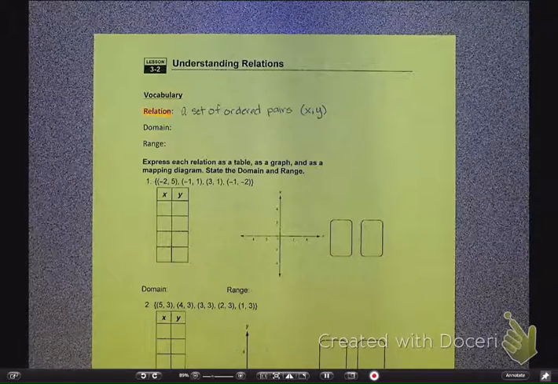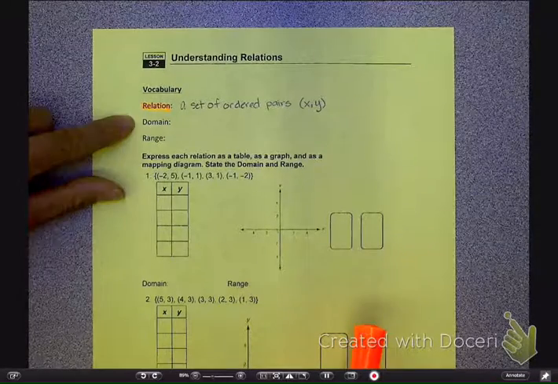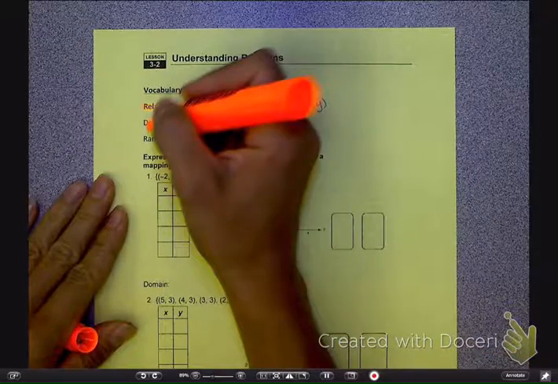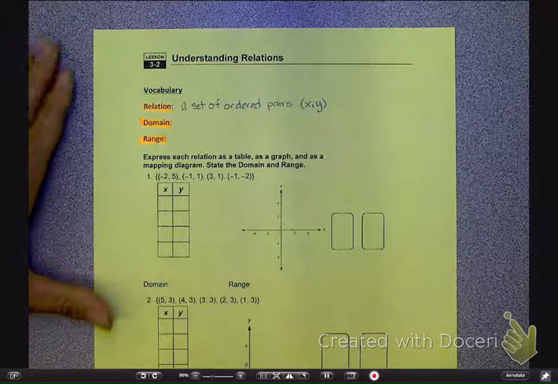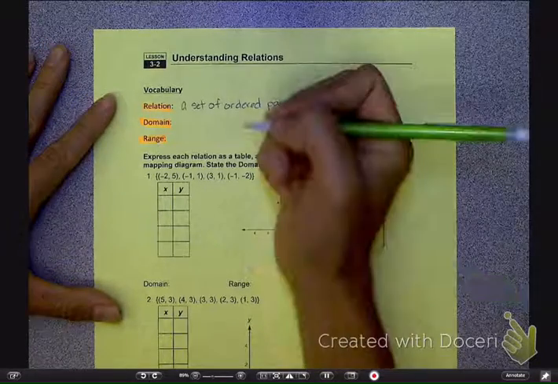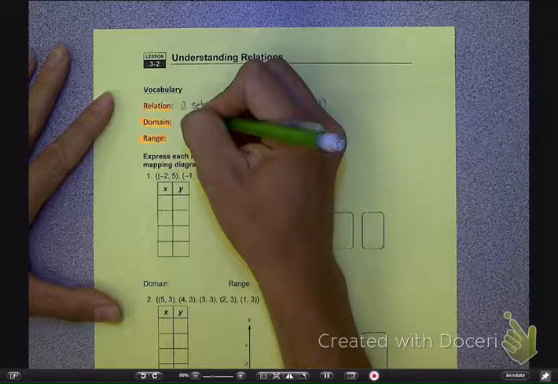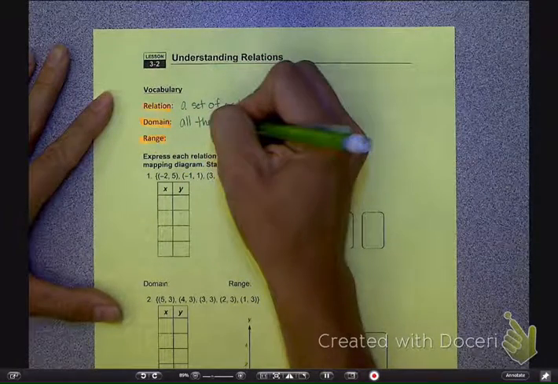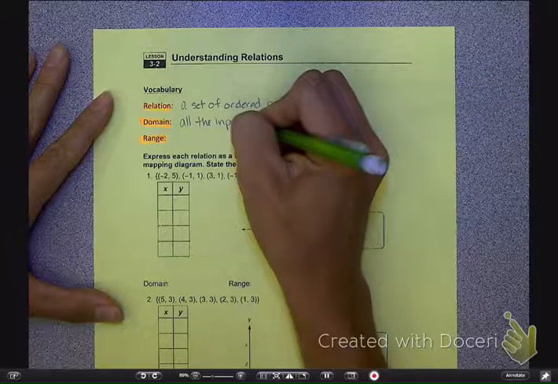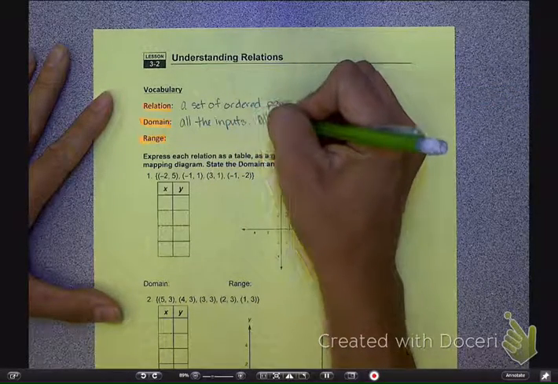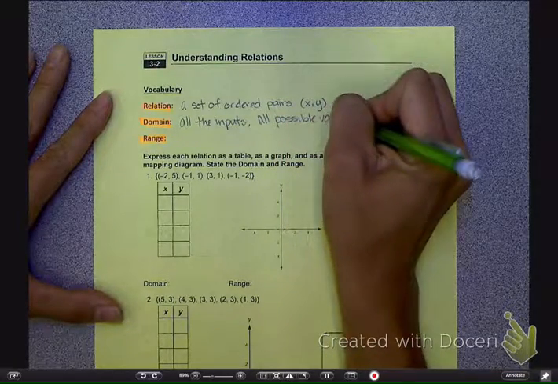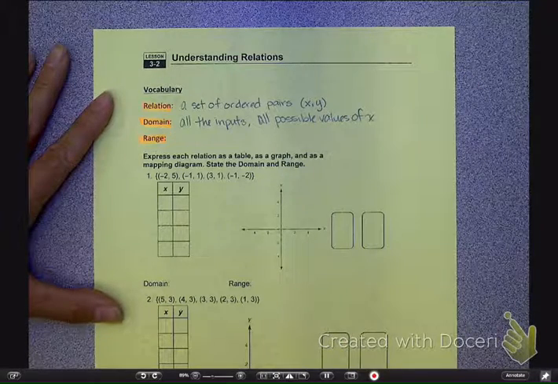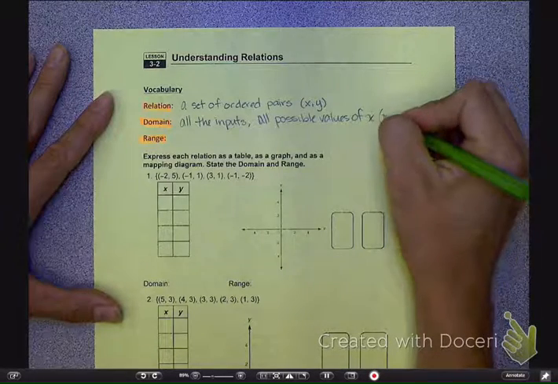x's and y's. Okay, now both of these vocabulary words are review, domain and range. We've talked about these before, but we're going to go over them again today because you guys are going to be doing some more work with domain and range today. So remember, the domain is all the inputs. So these are all possible values of x. And what axis do we look at when we're looking for all possible values of x? We're looking at our horizontal axis.